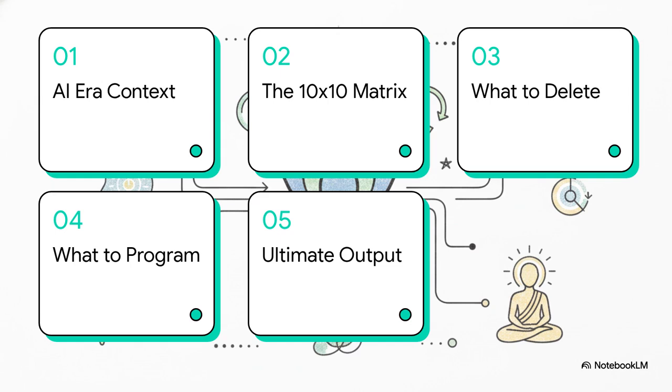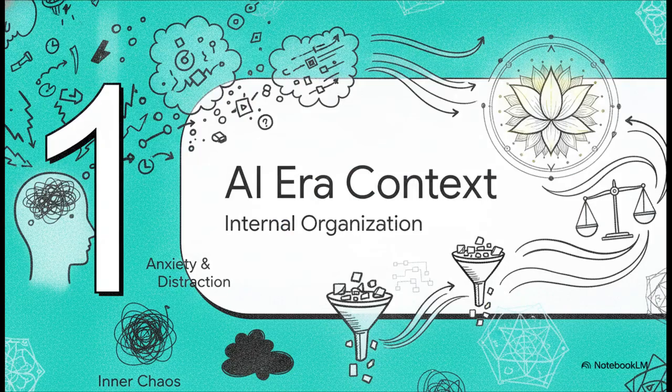Here is our roadmap for this explainer. First, the AI era context. 2, the 10 by 10 matrix. 3, what to delete. 4, what to program. And finally, the ultimate output. Starting with Section 1, the AI era context and the need for internal organization.